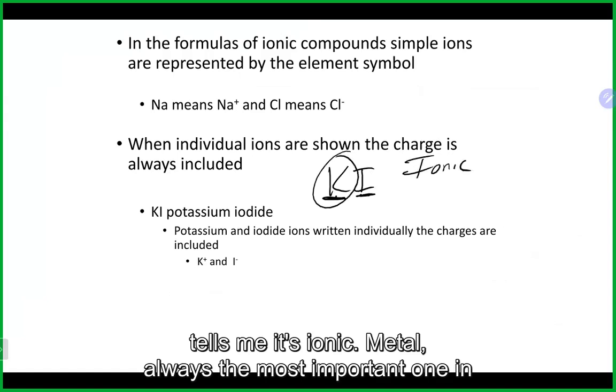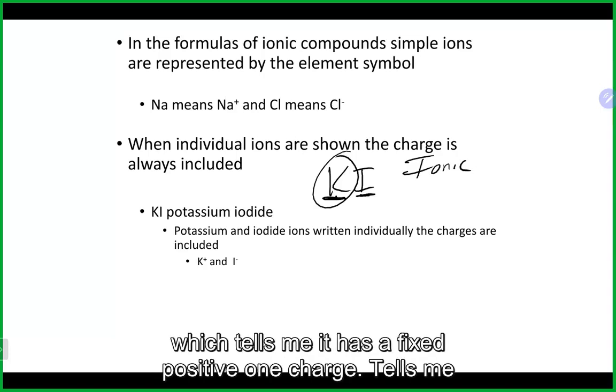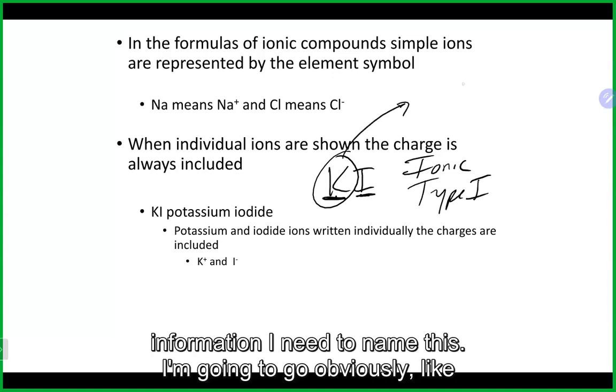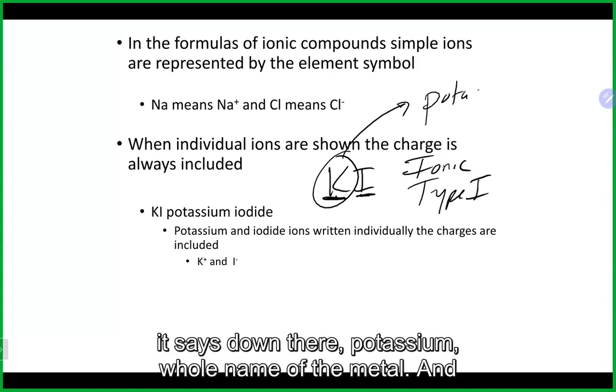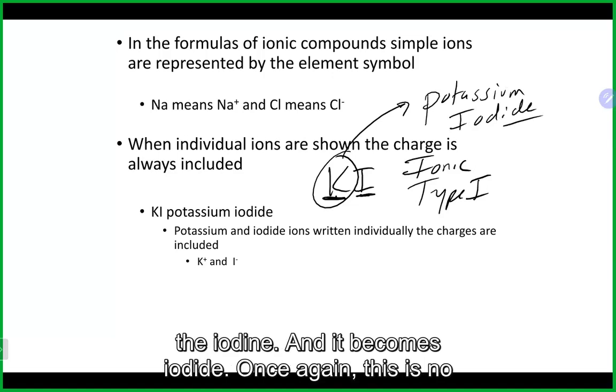Metal, always the most important one in this situation when it's involved. And K is in group 1, which tells me it has a fixed positive 1 charge, tells me it's a type 1 compound. At that point, that is all the information I need to name this. I'm going to go, obviously, like it says down there, potassium, whole name of the metal, and we're going to put the IDE at the back end of iodine, and it becomes iodide.